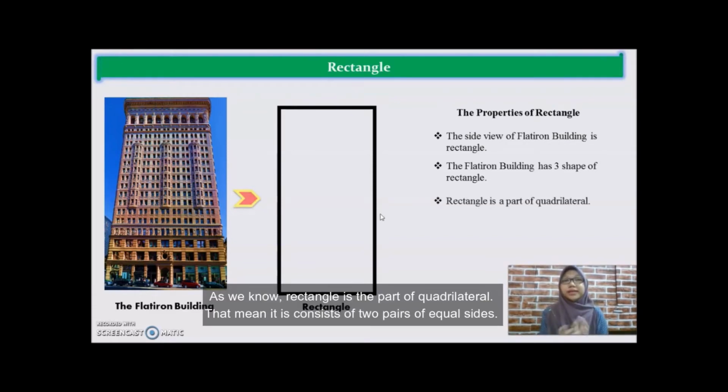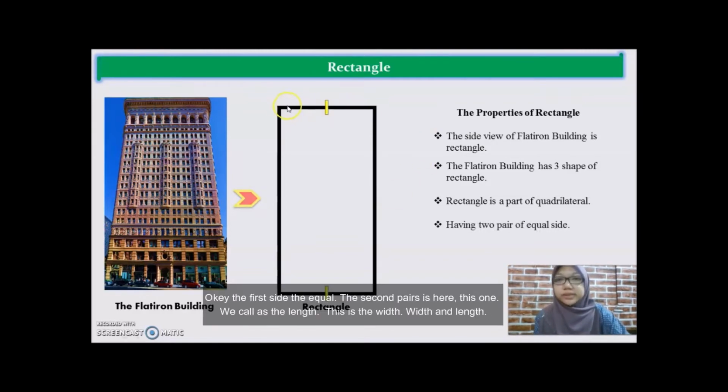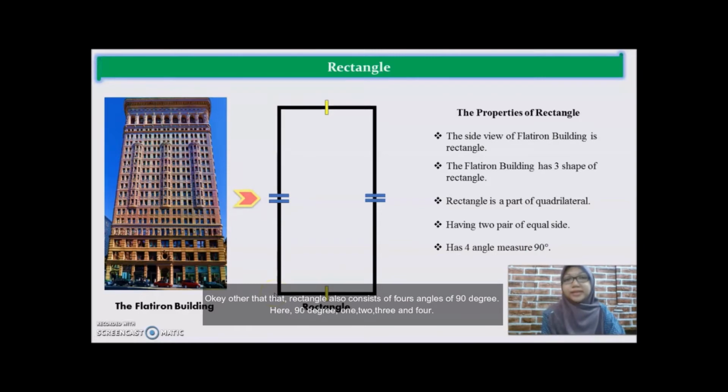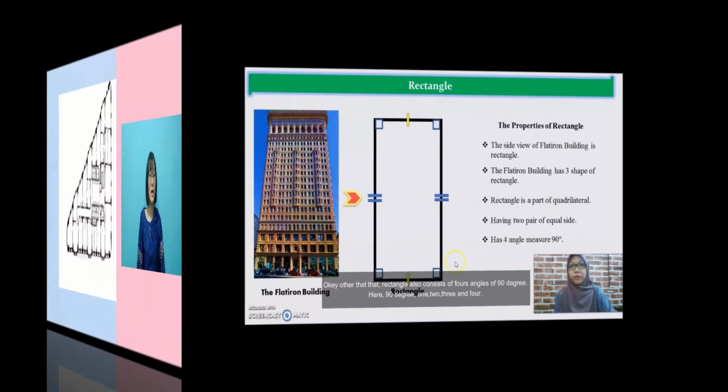As we know, a rectangle is a part of the quadrilaterals. That means it consists of 2 pairs of equal sides. The first pair of equal sides is here, and the second pair is here. We call them the length and the width. Other than that, a rectangle also consists of 4 angles of 90 degrees: 1, 2, 3, and 4.